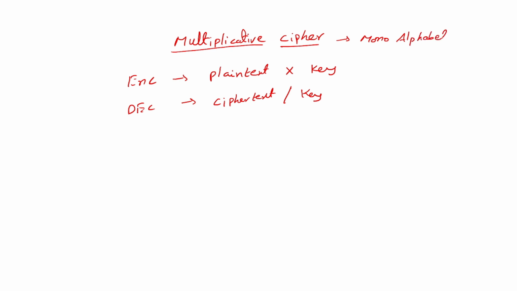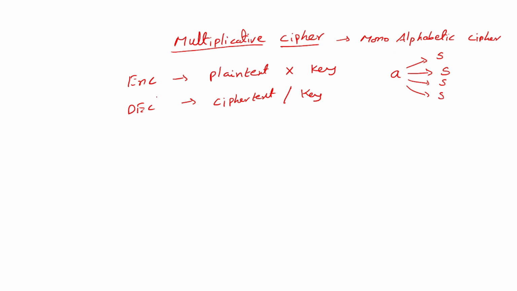Monoalphabetic cipher. Here the character in plain text is replaced with another character. All the occurrences of the same character in the plain text will be replaced by the same character in the ciphertext. That is monoalphabetic cipher.